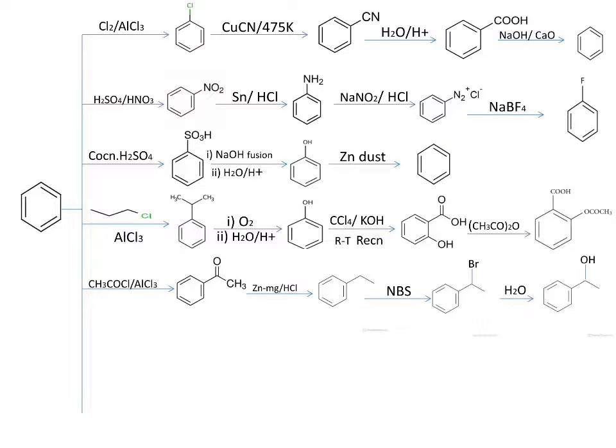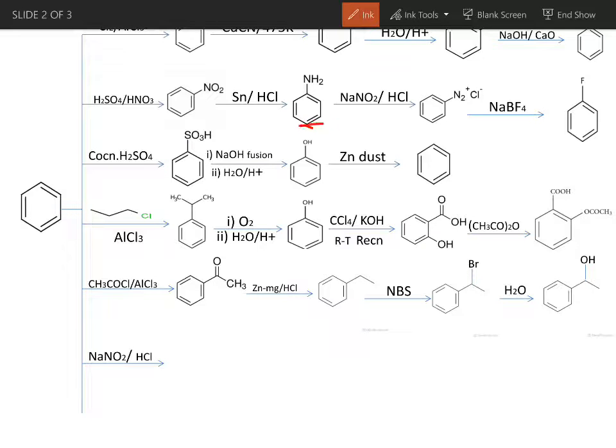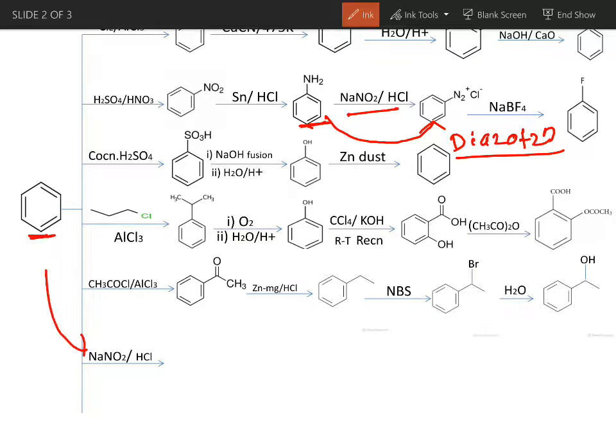Now these are some important reactions of benzene and its derivatives. Now benzene is further reacted with a mixture of NaNO2 and HCl. When aniline reacts with a mixture of NaNO2 and HCl, it undergoes formation of benzene diazonium chloride. This reaction is known as diazotization reaction.